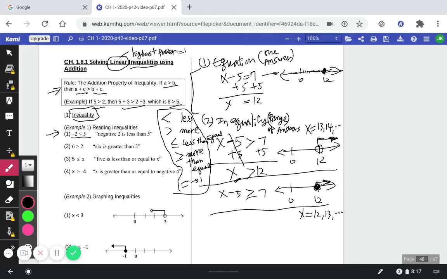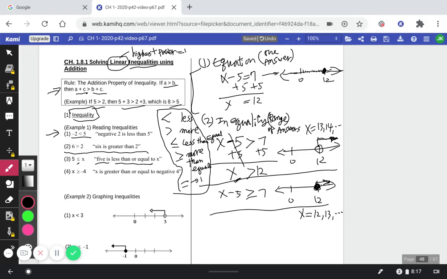So now going back to number one, negative 2 is less than 5, which is true. Number two, the way you read it is 6 is greater than 2, or larger than 2. Does that make sense? How about number 3? Can you read number 3? Yeah, you're right. 5 is less than or equal to x, because you have a line on the bottom of the sign. That one line is like equal.